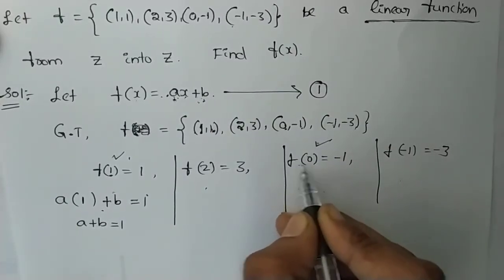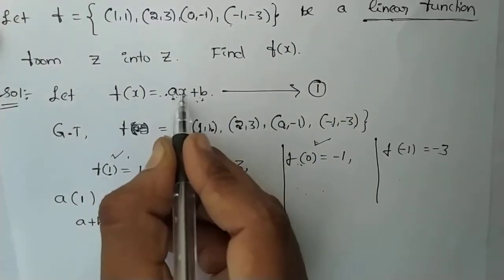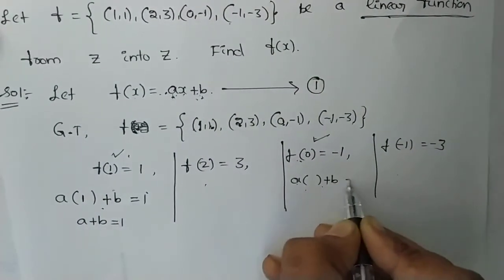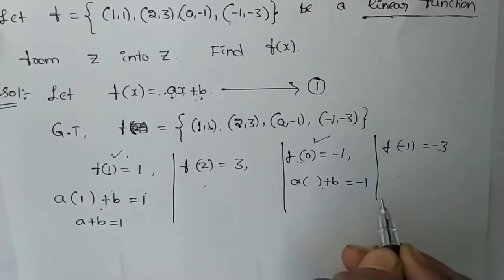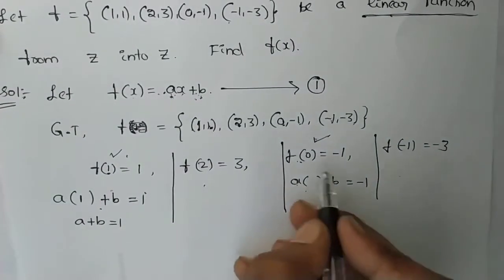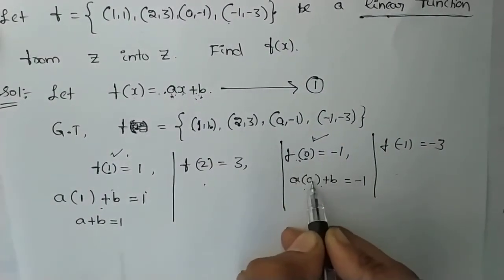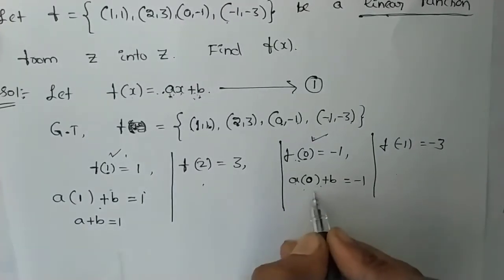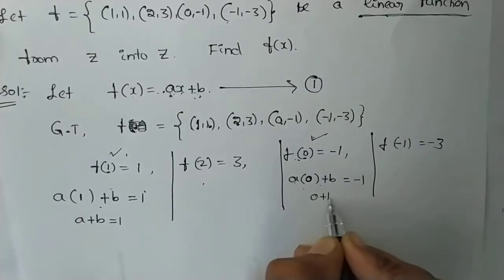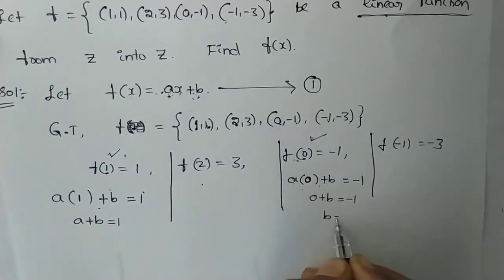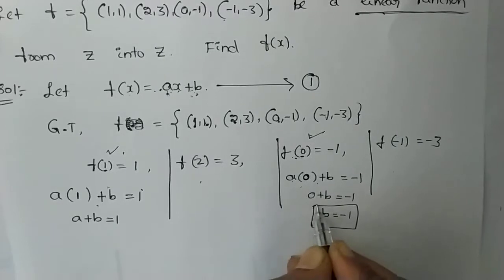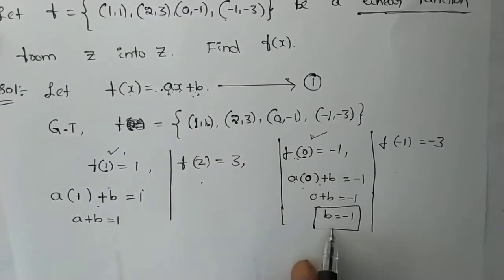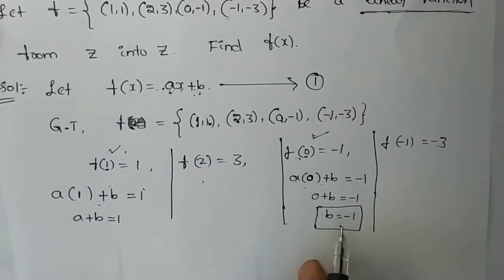Now f of 0 equals minus 1. F of x is what? Ax plus b. So ax plus b equals minus 1. Now in place of x we have 0. You just substitute 0 for x. A into 0 is 0. 0 plus b equals minus 1. B equals minus 1. Therefore we found the value of b. B is minus 1. Now you just substitute this b equals minus 1 here.